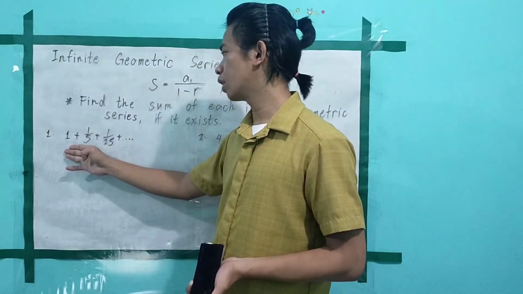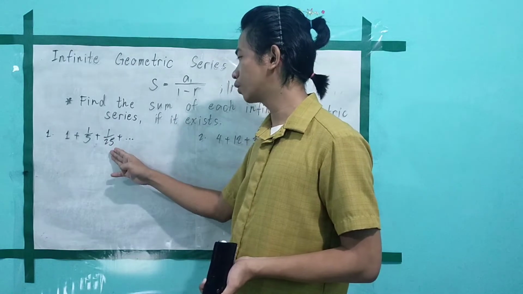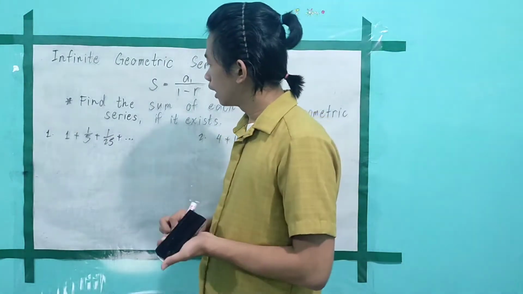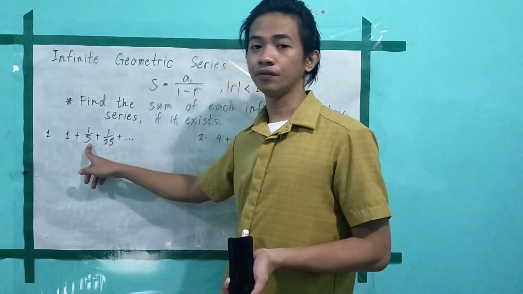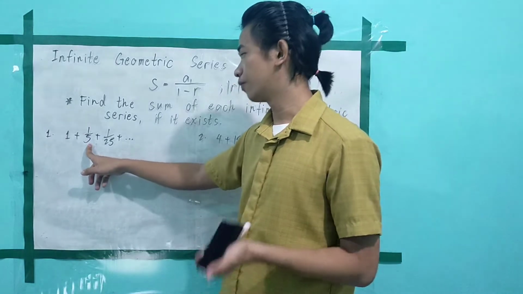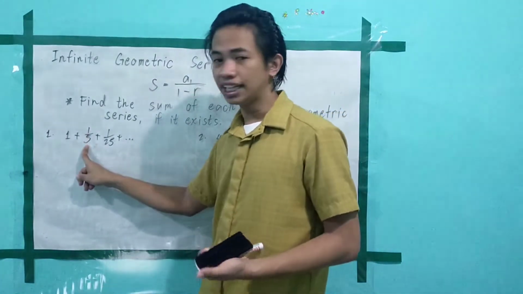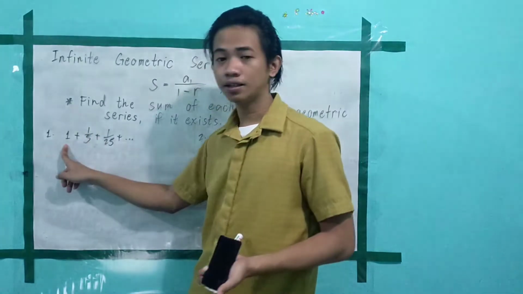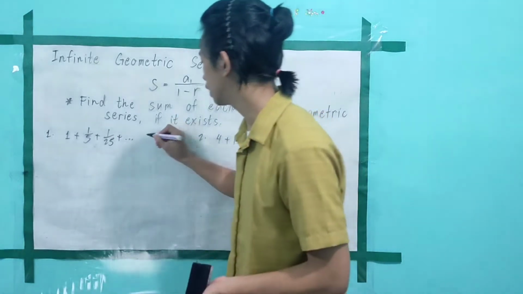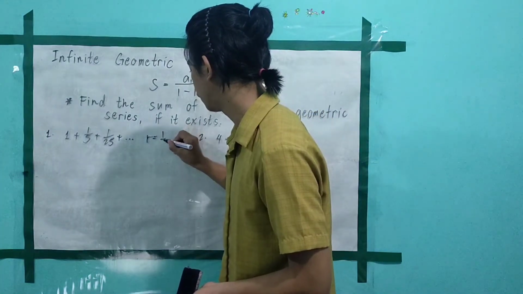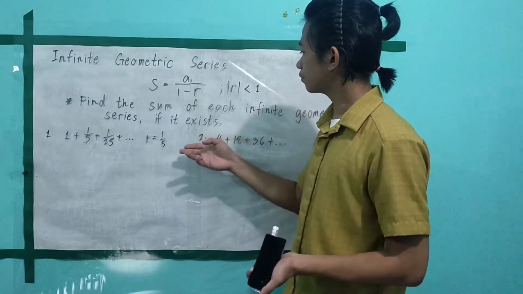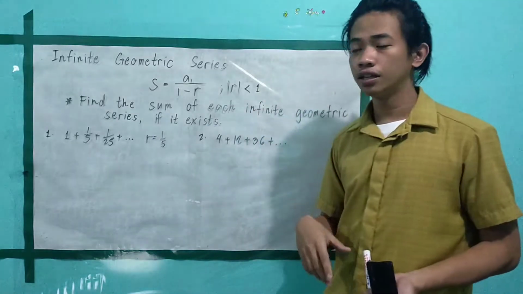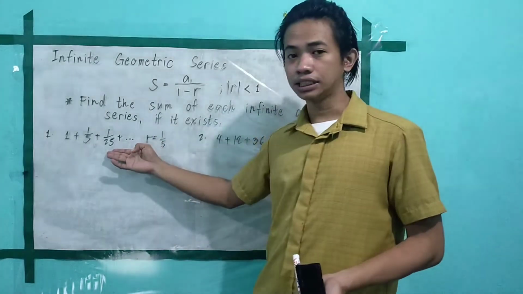So problem number 1. In problem number 1, we have 1 plus 1/5 plus 1/25 plus the ellipsis. So our A sub 1 is equal to 1 and our A sub 2 is equal to 1/5. What is our common ratio? To find the common ratio, we divide A sub 2 by A sub 1. So A sub 2, which is 1/5, divided by 1, we have 1/5. So our common ratio is 1/5. Since our common ratio is lower than 1, therefore, the sum will exist.